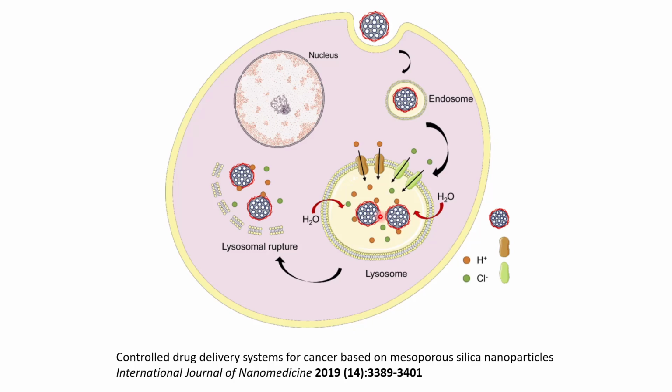Your drug is lost. So this is not what we want. This is not why we designed the particle. We want the particles, your drug, to be in the cytoplasm. So to avoid this endosomal and lysosomal chopping up of our particle, we make use of the proton sponge effect. Now what is the proton sponge effect?